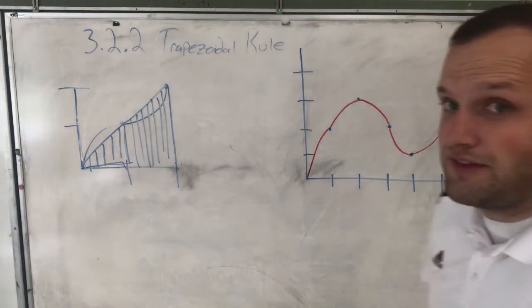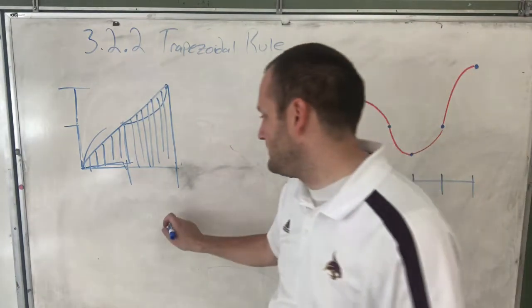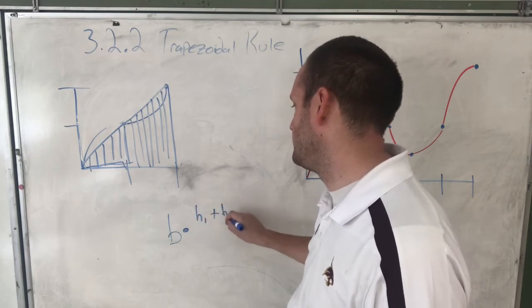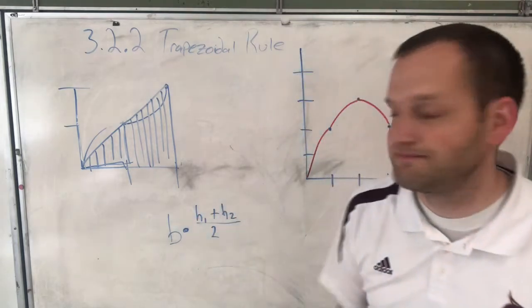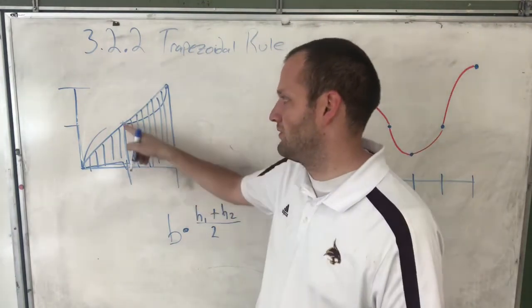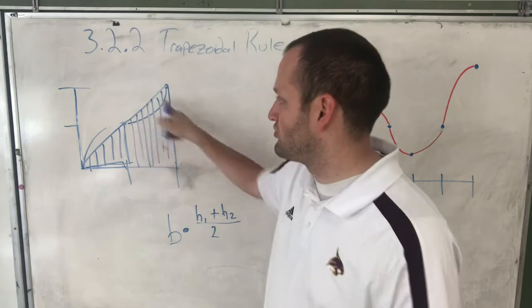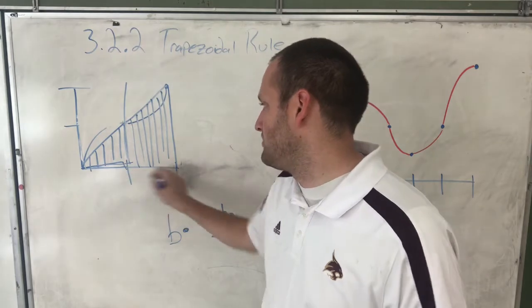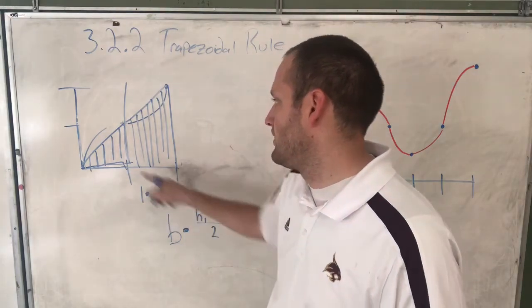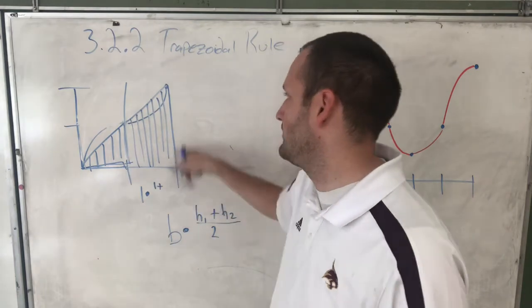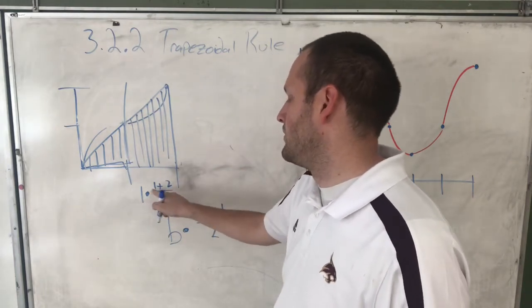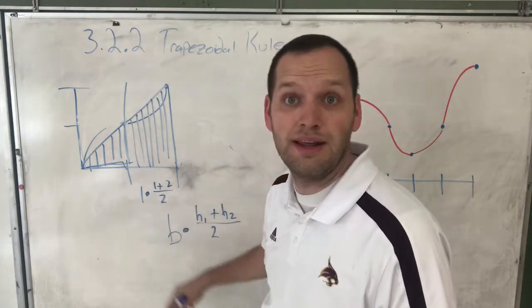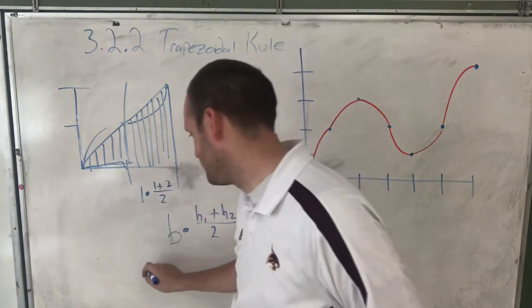To find the area of the trapezoid is going to be the base times height 1 plus height 2 divided by 2, so the average height. In this case, you have a height of 2, you have a height of 1. So this trapezoid right here, just this half, would be the base, which is 1, times height 1 is 1, plus height 2 is 2, divided by 2. 1 plus 2 is 3. 3 divided by 2 is 1.5. 1.5 times 1 is 1.5. Okay, so we've got 1.5.